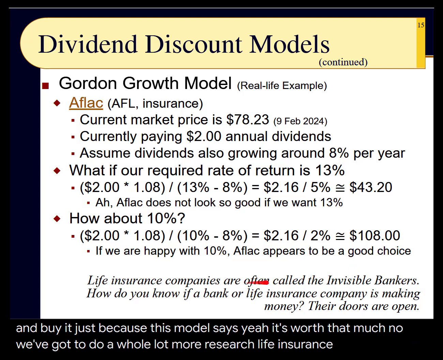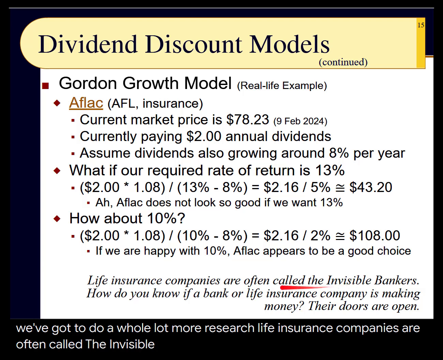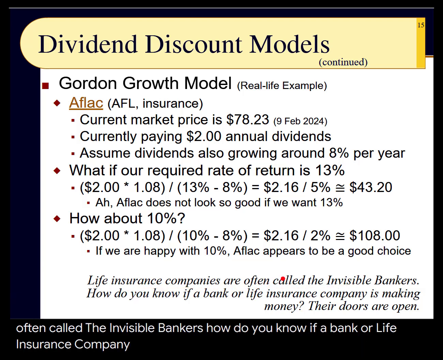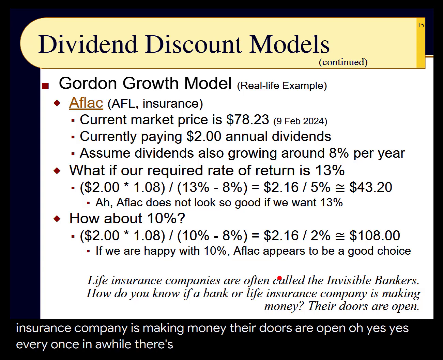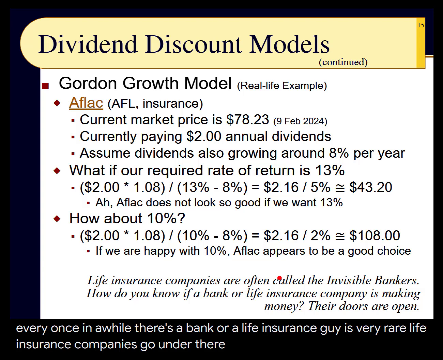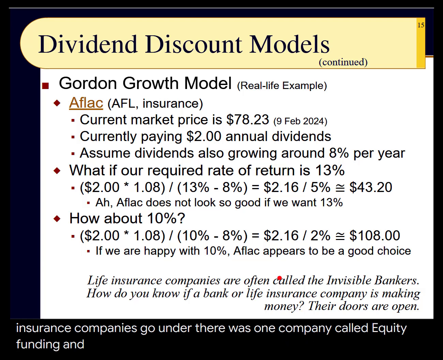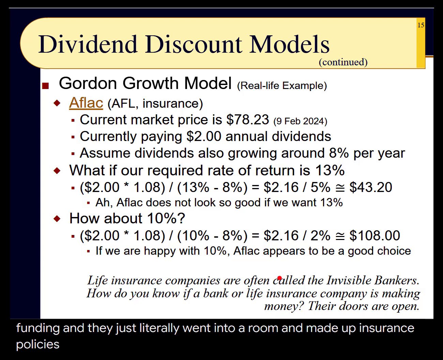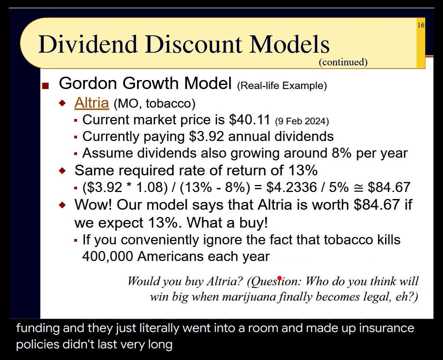Life insurance companies are often called the invisible bankers. How do you know if a bank or a life insurance company is making money? Their doors are open. Oh, yes. Yeah, every once in a while, there's a bank or a life insurance company that fails. It's very rare for life insurance companies to go under. There was one company called Equity Funding, and they just literally went into a room and made up insurance policies. Didn't last very long.